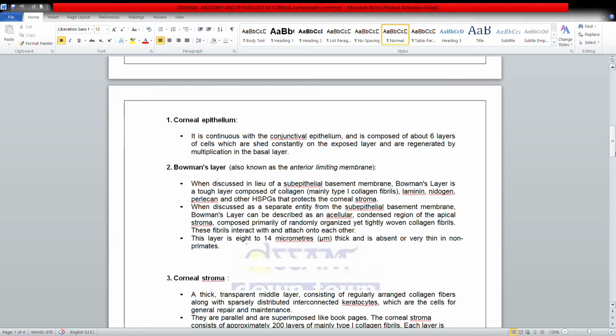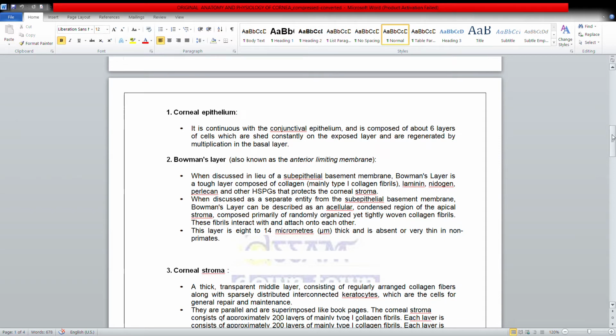So first, the corneal epithelium. It is continuous with the conjunctival epithelium and is composed of about 6 layers of cells, which are shed constantly on the exposed layer and are regenerated by multiplication in the basal layer.